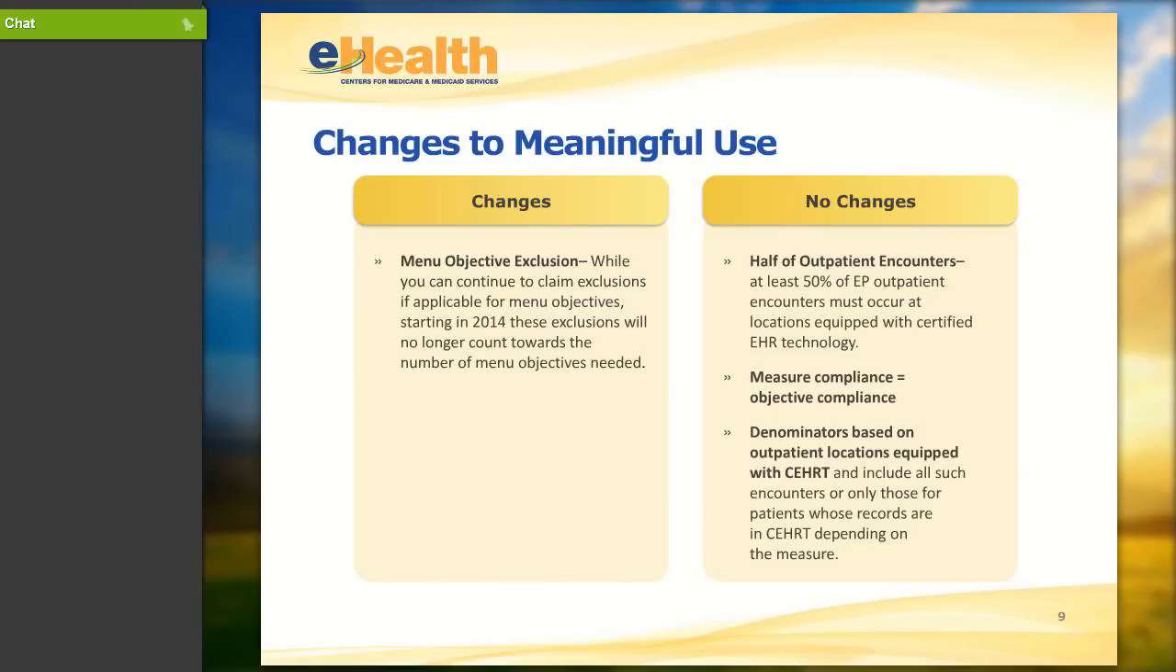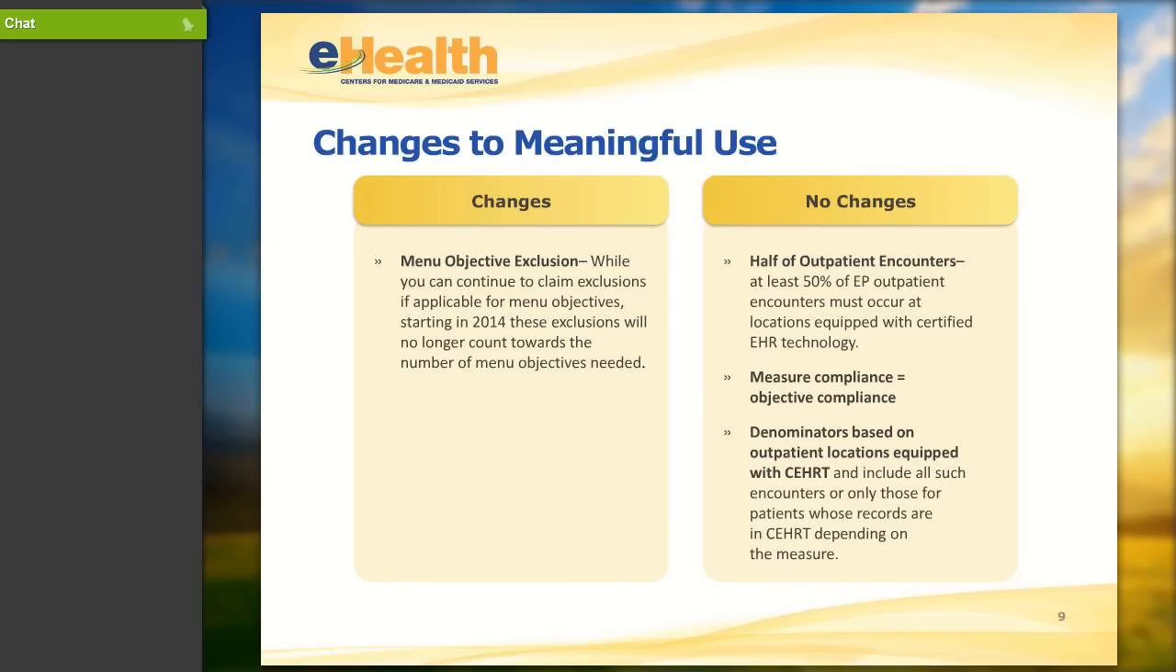So one of the things that does change is the way that menu objectives are working. I think if you think back to how you're doing things now in Stage 1, you can claim an exclusion to a menu objective even though you select that particular menu objective. We allowed that so that there could be maximum flexibility for providers. Moving into Stage 2 and 2014 and beyond, even in Stage 1, that's not going to be an option anymore.